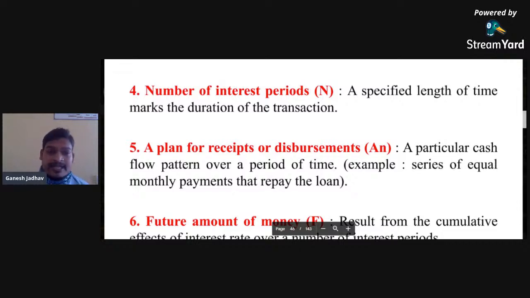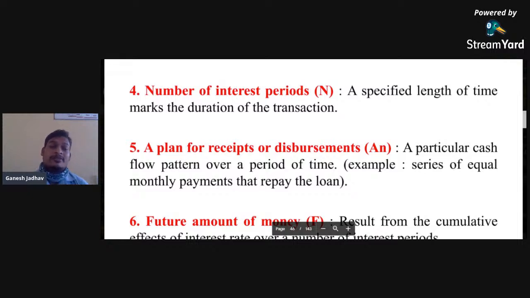Fifth element is the plan of the receipt or the distribution. Okay, distribution. So you can say that a particular cash flow pattern over the period of the time. So this is the series of the equal monthly payments that are repaid on the loan also. So this is the plan. Okay, so plan of the receipt. So you can say that in Marathi this is the hafta.